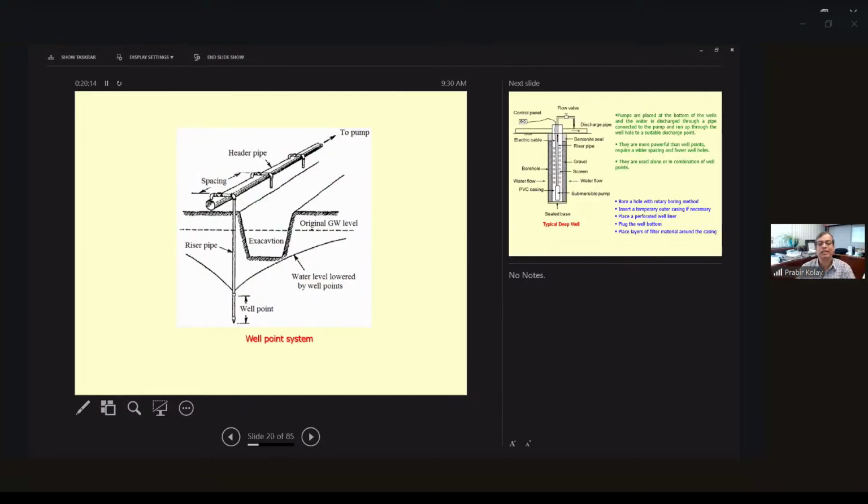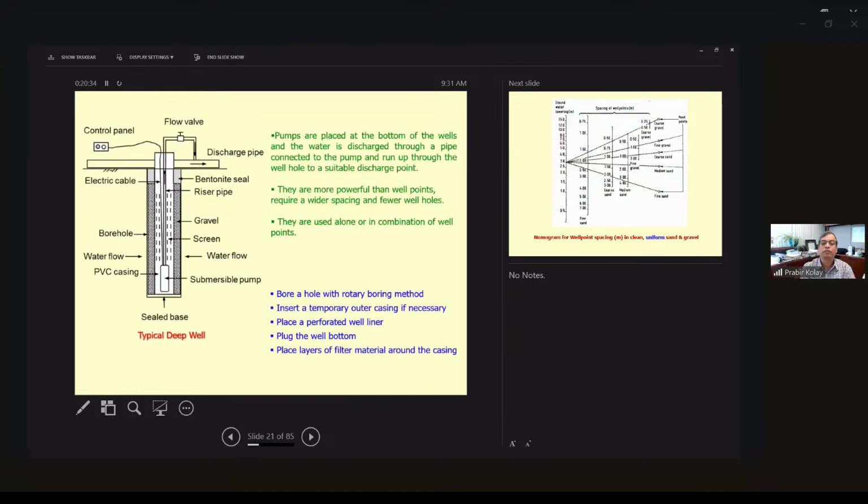This is how a well point system looks. This is a well point, and there is, as I mentioned, the header pipe and the riser pipe. There may be several riser pipes for a multiple system. Then you see the original water table, and now the water table after the dewatering technique. So this is the final water table.